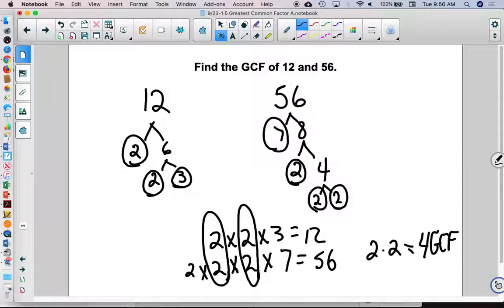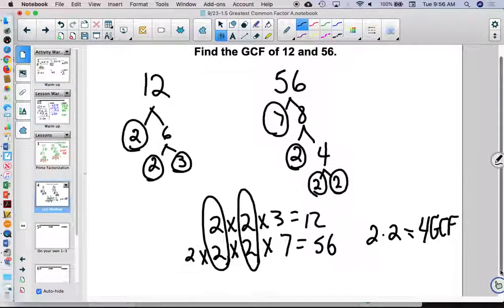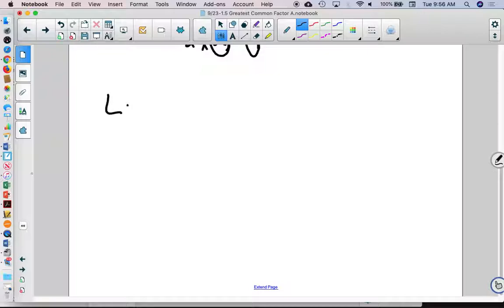Okay, so we've done 2 of the trees. We've done a couple of the factor ladders. There is one other method that we haven't done, and we're going to do it. It's called the list. So this one's going to be added to your notes. The list method. And we're just going to take those 2 numbers that we just had, which were 56 and 12.